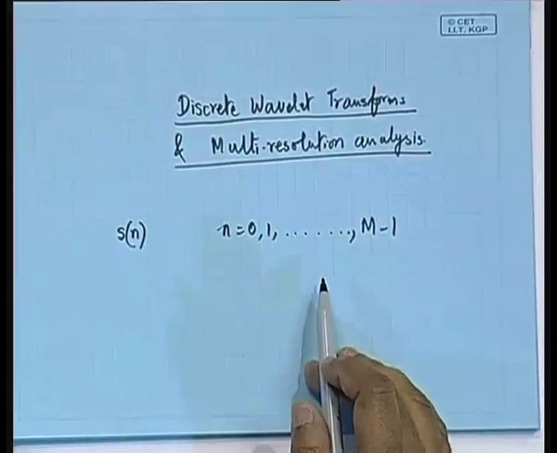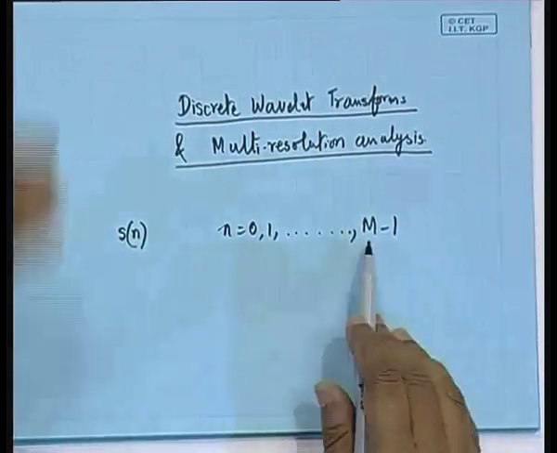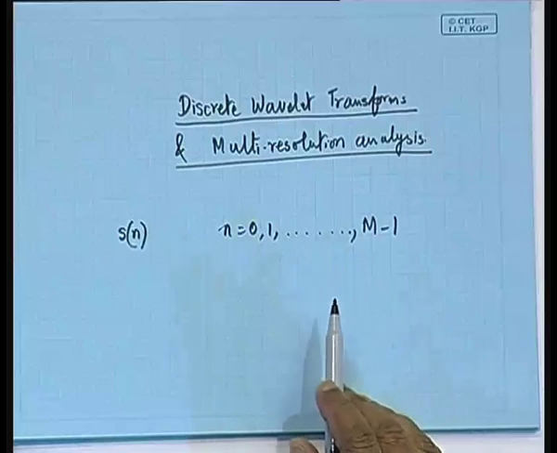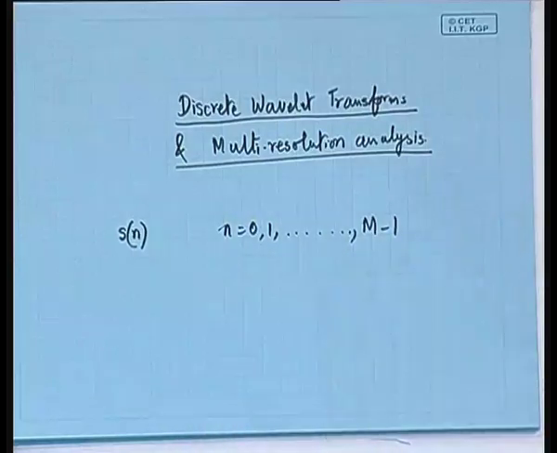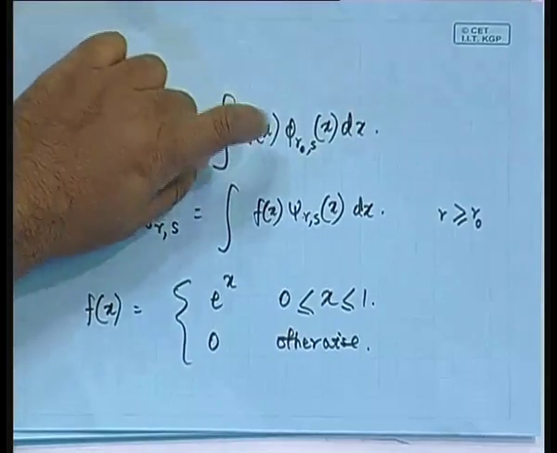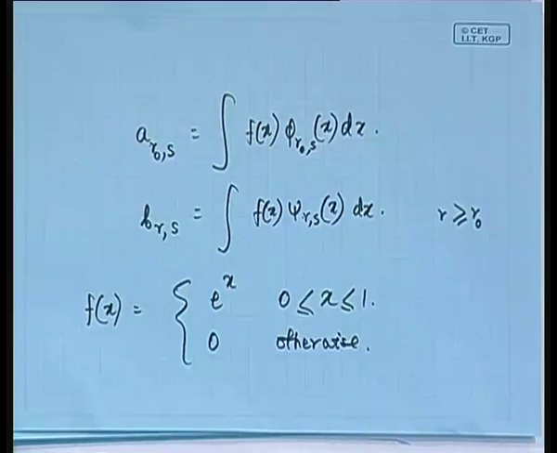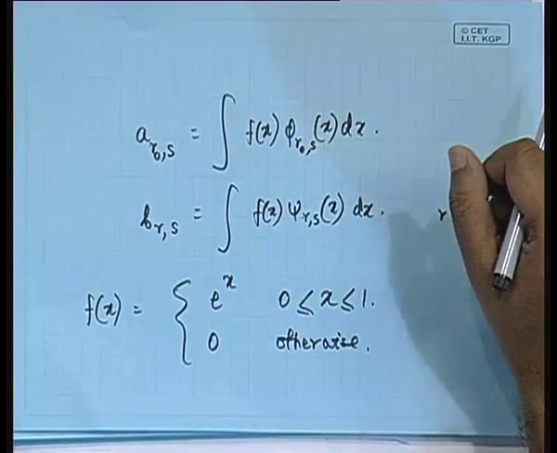So, essentially it means cascading of two 1D filters, that is what we can do. So, the signal is S of n and the signal is a discrete time signal, where n is the parameter of the time and it is defined at some discrete points like 0, 1 up to m minus 1. Now, whenever we are trying to compute this a r 0 s and b r s, and we do not have f of x anymore, and instead of f of x we are having S of n, in that case it will not be possible for us to integrate.